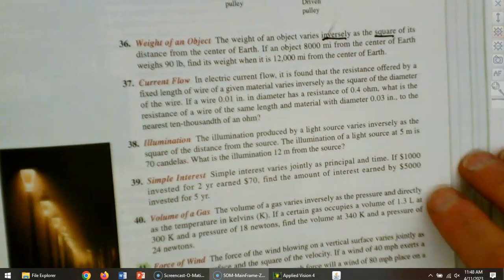Okay, let's look at another one here. Let's look at question number 38. We'll do 38, and then we'll talk about joint variation. Okay, so let's look at 38 here.